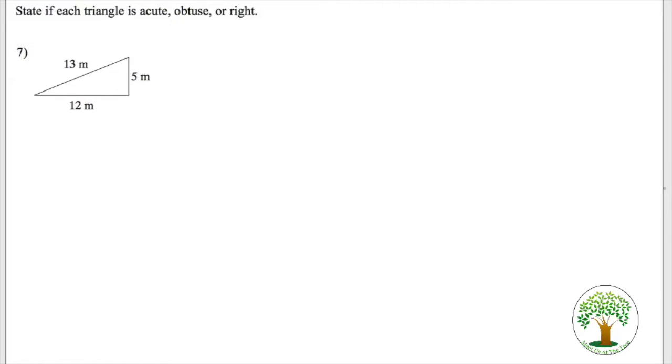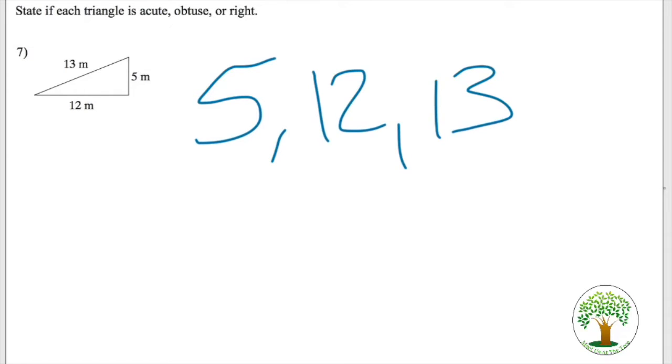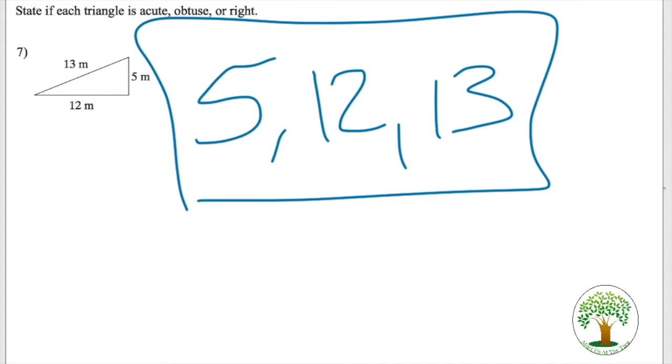Okay, this is number 7. We're going to be doing something a little different. Instead of deciding if it's right, we're going to decide if it's one of these 3: acute, obtuse, or right. And I look at this one, and I notice a 5, a 12, and a 13. This is a Pythagorean triple. And we know that Pythagorean triples make right triangles. So you don't even have to put it into the Pythagorean theorem. This is automatically right.